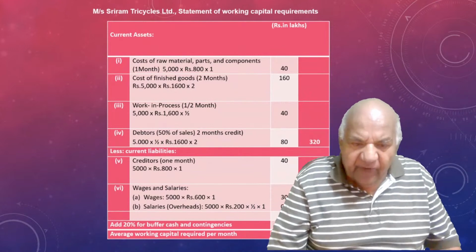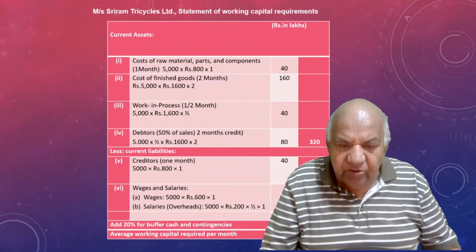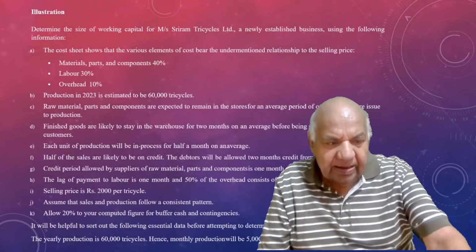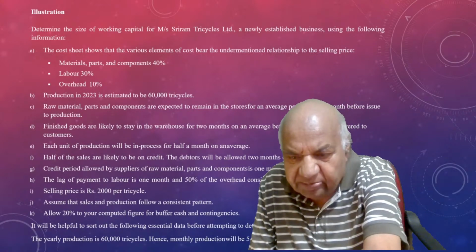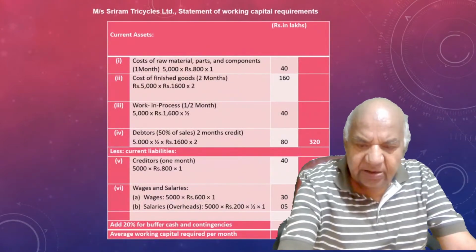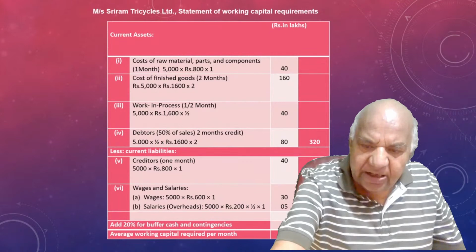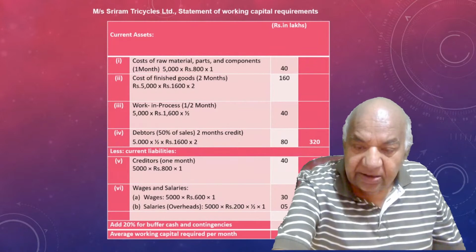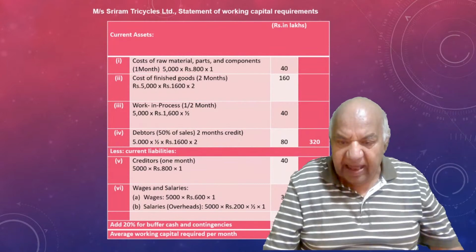Overheads, 5,000 multiplied by 10% of 2,000, and here it is given that 50% of overhead consists of salaries of non-production staff. Therefore, half of it for 1 month it will be 5 lakhs. Total current liabilities will be 75 lakhs. And net current assets or net working capital requirement will be 245 lakhs.